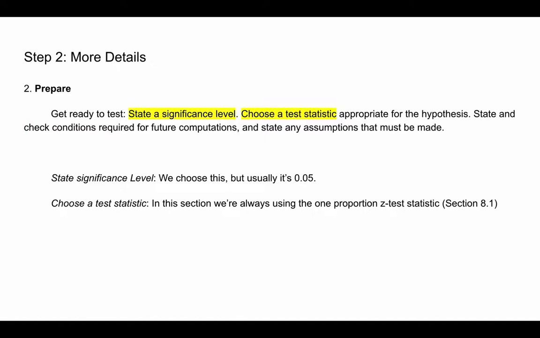Okay, when I say get ready to test, state the significance level and choose a test statistic appropriate for your hypothesis. Significance level is something that you are often given, but if it's not given, the standard is 0.05, so you can use that one. It's something that you choose or are given, so you don't have to compute it with a formula. Choose a test statistic. For this chapter, we're always using a specific type depending on the type of hypothesis test we do. In this section, we're always using a 1 proportion z-test statistic. So you don't have to worry about choosing it, you just always use the z-test statistic and then calculate it using the formula that we learned in section 8.1.